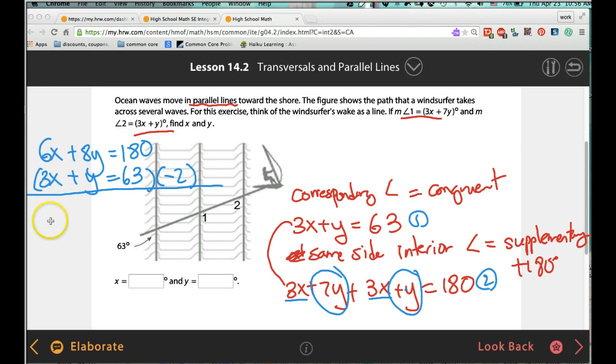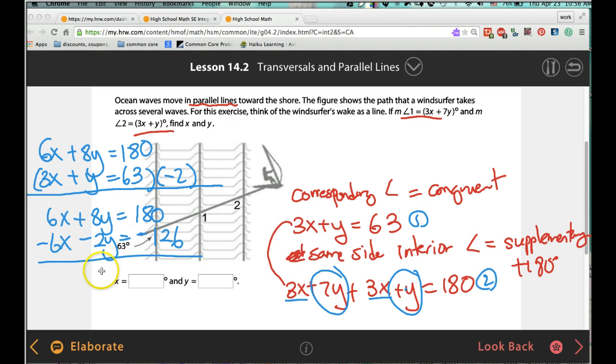So let me just go ahead and copy the top part. 6x plus 8y equals 180. And then what I'm going to do is over here, I'm going to multiply everything by -2. 3x times -2 is -6x. Y times -2 is -2y. And then 63 times -2 is -126. And now we're going to add top and bottom, so x's go away. This becomes 6y. 180 minus 126 is, let's see, 54. And then 8y minus 2y is 6y. So 6y equals 54 degrees. Divide both sides by 6. Y is equal to 9, because 54 divided by 6 is 9.